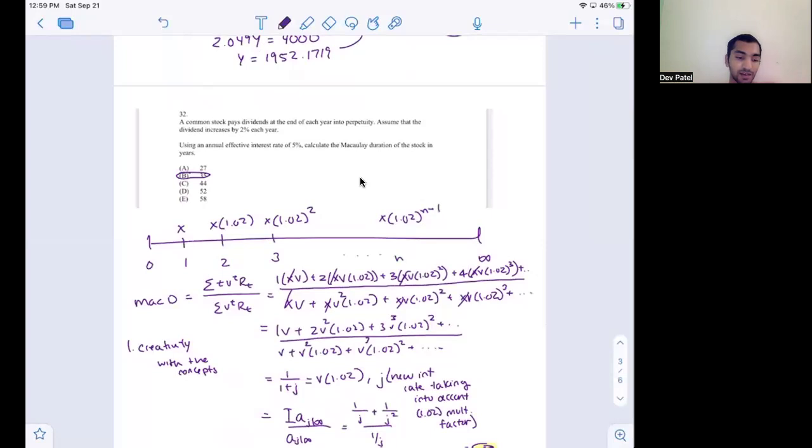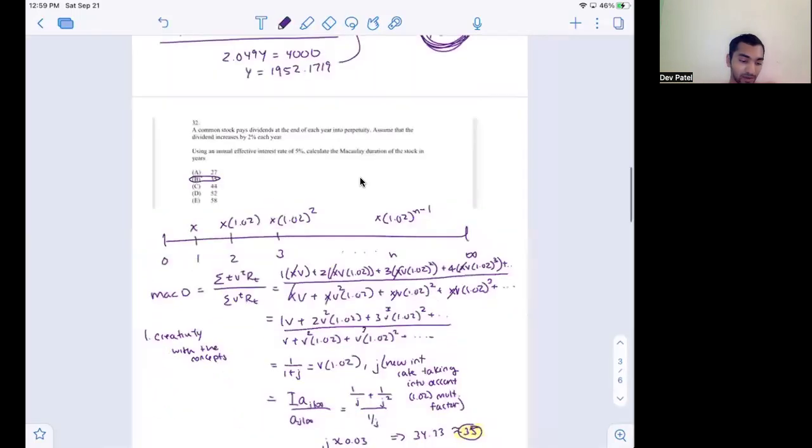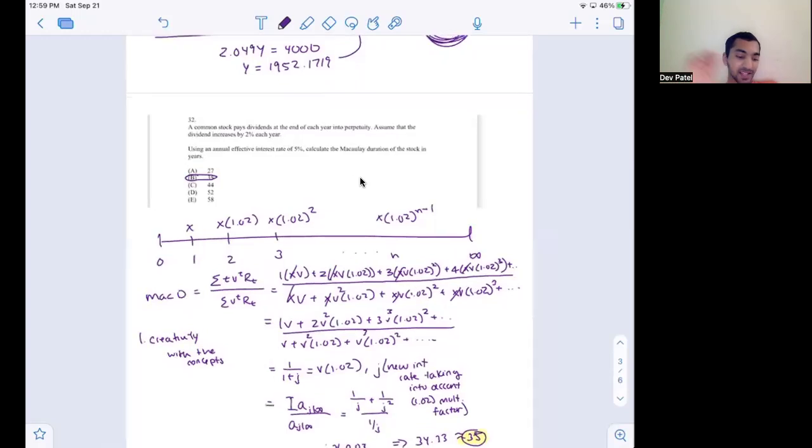So it pays dividends at the end of each year into perpetuity, assuming that the dividend increases by 2% every year. So here we see that we have payment. It doesn't give you the actual payment, so there's probably some sort of cancellation process where you can eliminate the payments themselves. So that's an important thing.